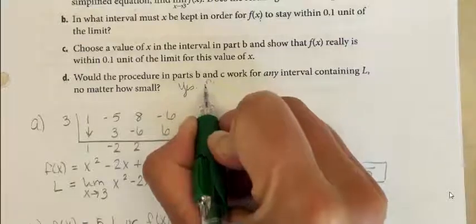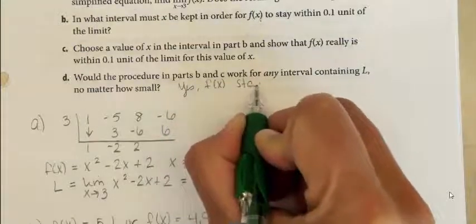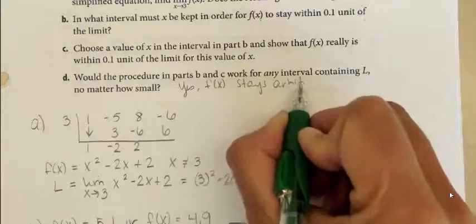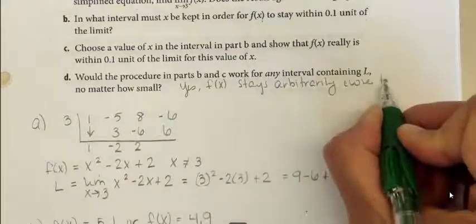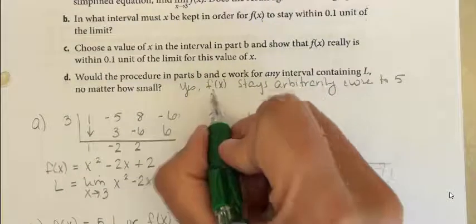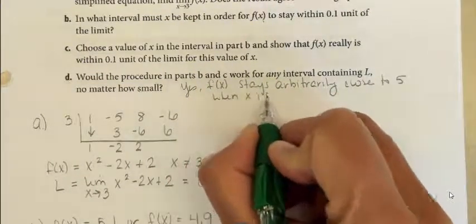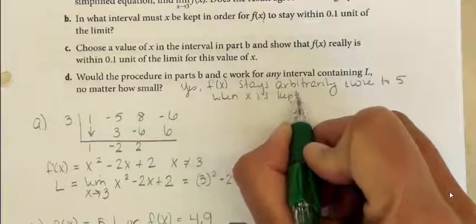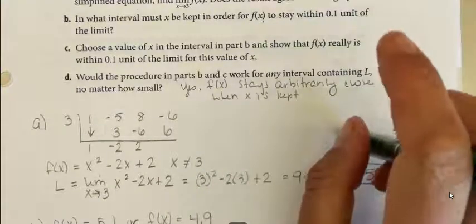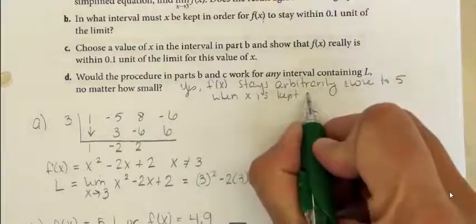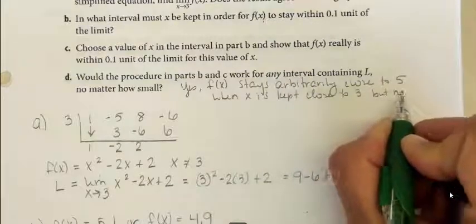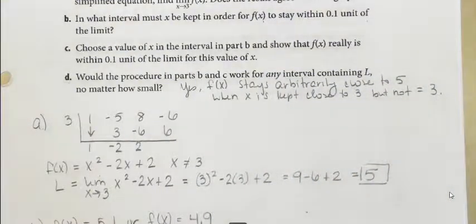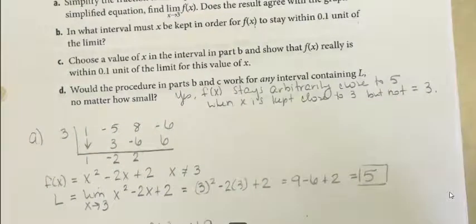f of x stays arbitrarily close to 5 when x is close, or is kept close, to 3 but not equal to 3. Good enough. I gave myself so much room, I thought, but obviously not enough room here.